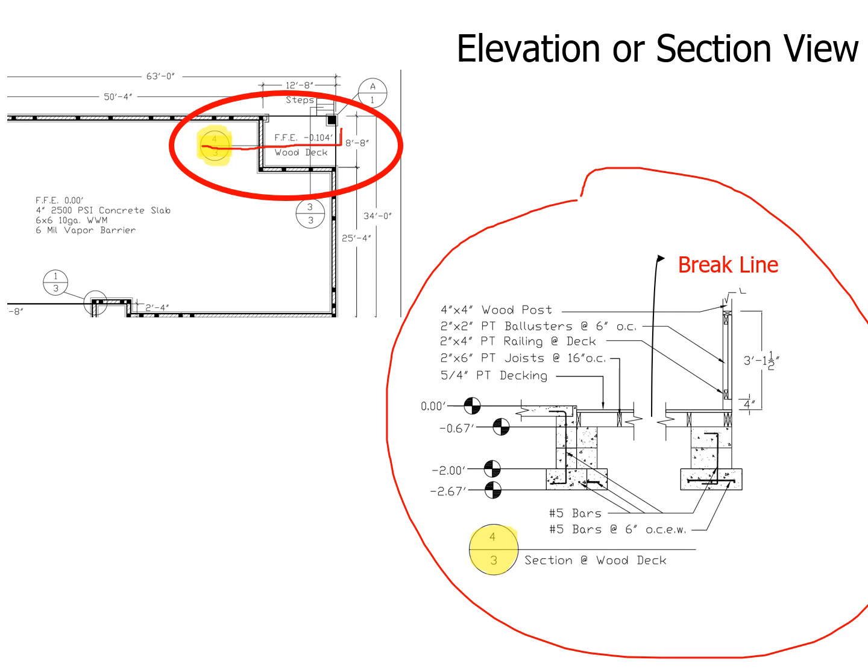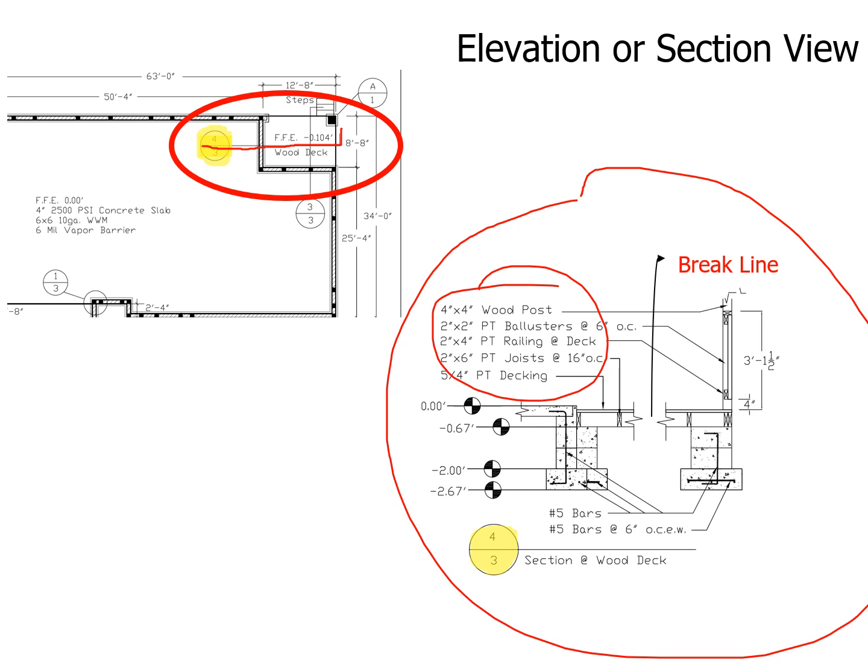Now this is just a break line saying it's the same, so instead of drawing it all the way, it's 12 foot 8 inches. It's the same all the way. Okay. So now I can see here's my footing, here's my rebar, here's how deep any excavation I need to be going. Here's some details up here about my deck. What are my posts and balusters and railings and joists and decking planks and so on. So everything is there for me.